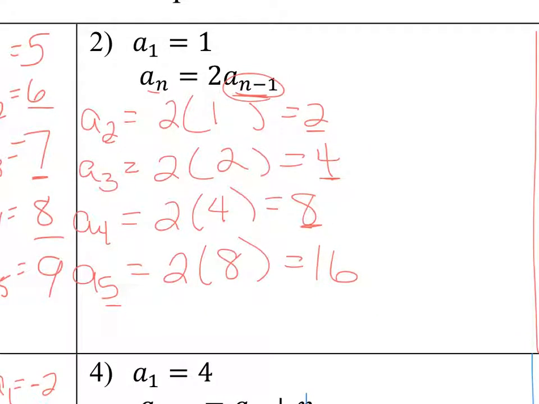So this is 2 times the one before. 2 times the one before. So the one before here was 1, so it's 2 times 1. The one before here, for 3, the one before 3 was 2. So we plug this one right in here. So this just keeps going in wherever we say the one before.